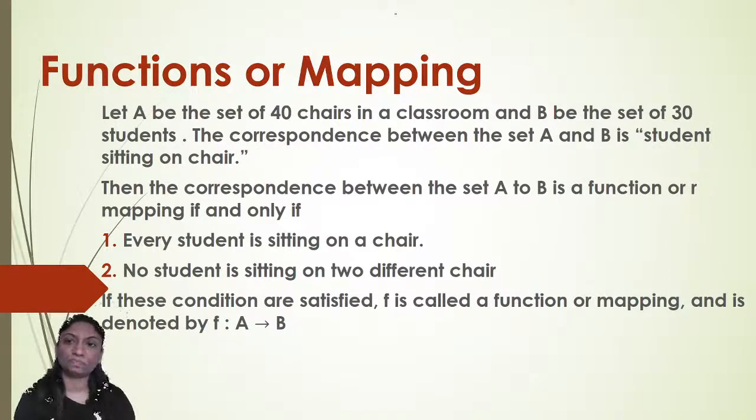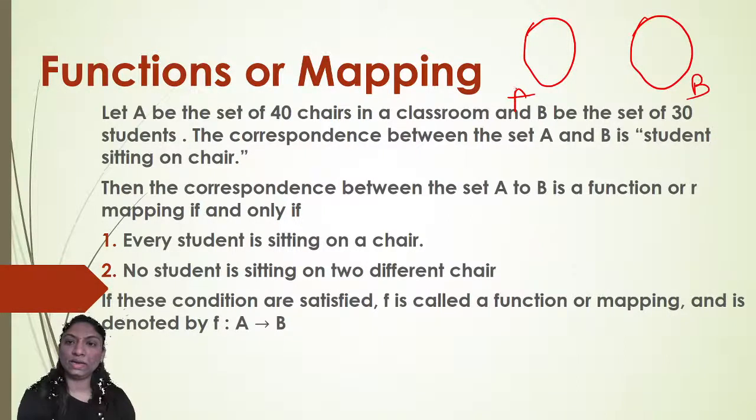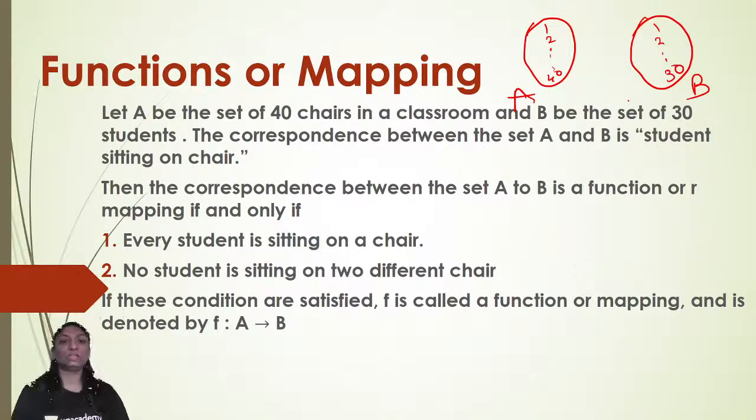Suppose this is your set A and set B. A indicates the set of, say, 40 chairs, 1, 2, 3 up to 40, and B is the set of 30 students, 1, 2, 3 up to 30. So this correspondence between set A and set B is a student sitting on the chair. It means every chair is occupied by a student. This is your function f.